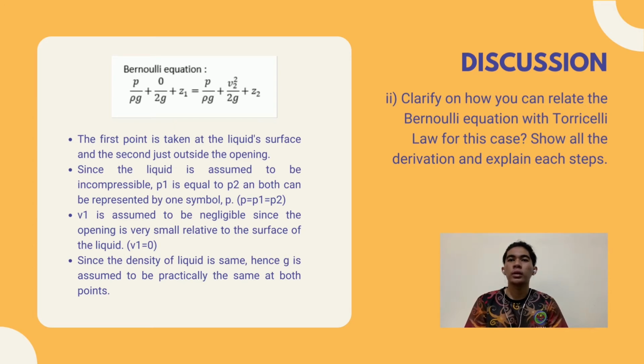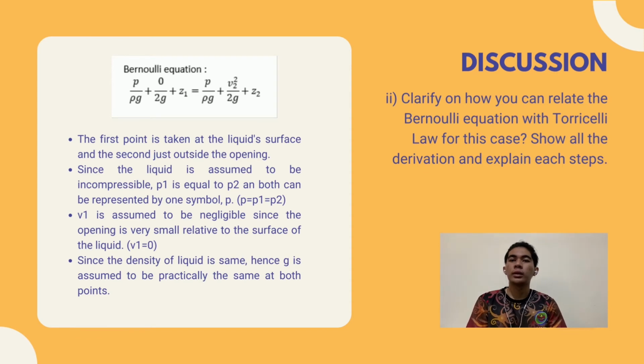As you can see on the slide, for the Bernoulli equation, the first point is taken at the liquid surface and the second point just outside the opening. First, since the liquid is assumed to be incompressible, P1 is equal to P2 and both can be represented by one symbol, which is P. And then the velocity V1 is assumed to be negligible since the opening is very small relative to the surface of the liquid, so V1 equals 0.